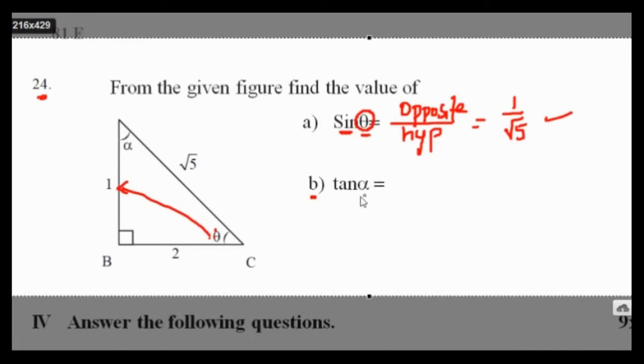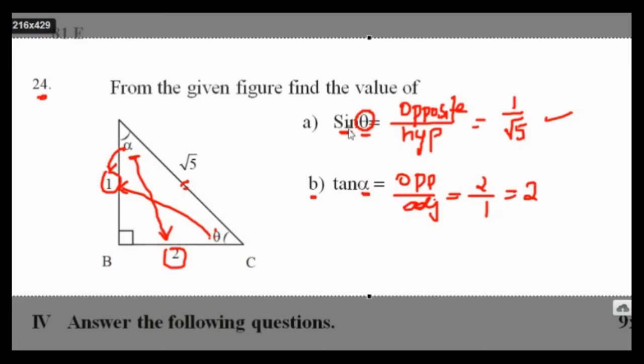Part B is tan alpha. We have to find tan alpha. Tan formula is opposite side by adjacent side. So we have to check opposite and adjacent with respect to alpha, where alpha is an angle. So alpha is here, opposite to alpha is 2 and adjacent to alpha is 1. Adjacent is 1, opposite is 2. This is not adjacent because this is the hypotenuse. So 2 by 1 is nothing but 2. So the value of sine theta is 1 by root 5 and tan alpha is 2.